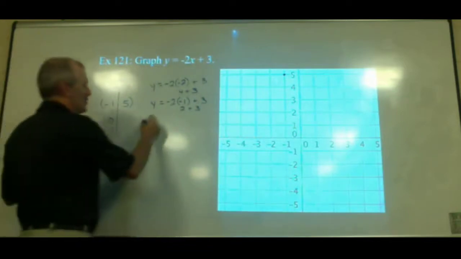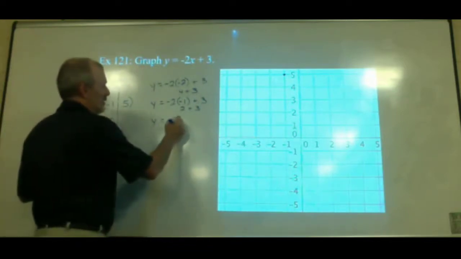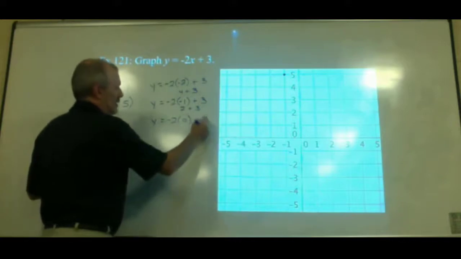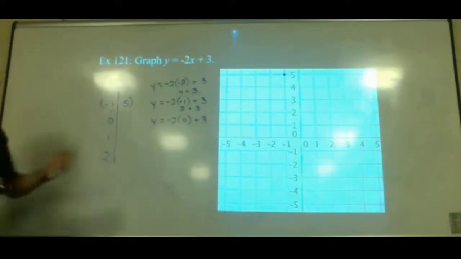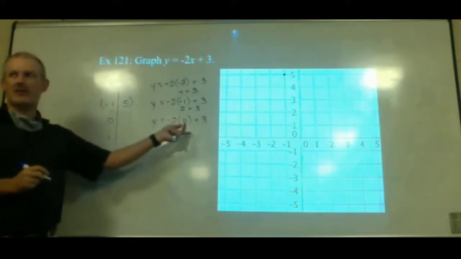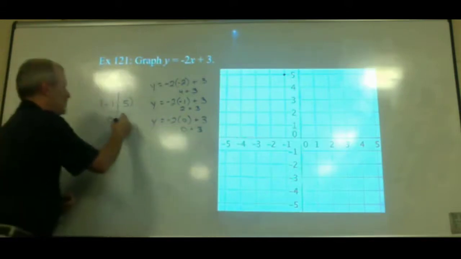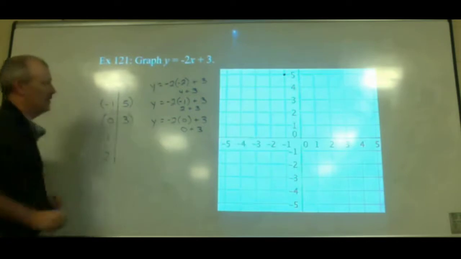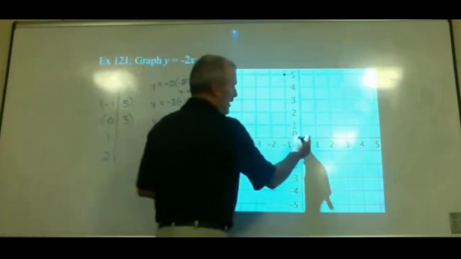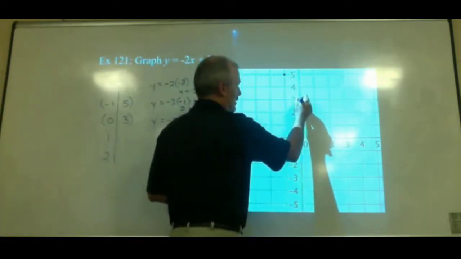Let's try 0. Zeros are usually pretty easy. Again, I'm replacing the x with a 0. -2 times 0 is 0. 0 plus 3 is 3. So 0, 3. So 0 left and right, and then up 3, going to be right there.